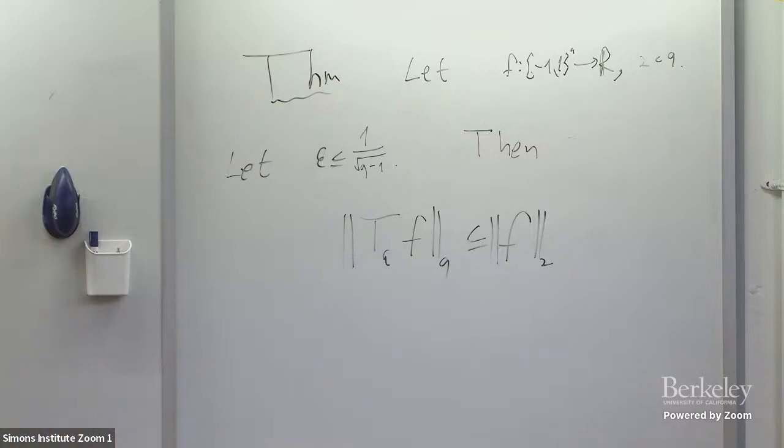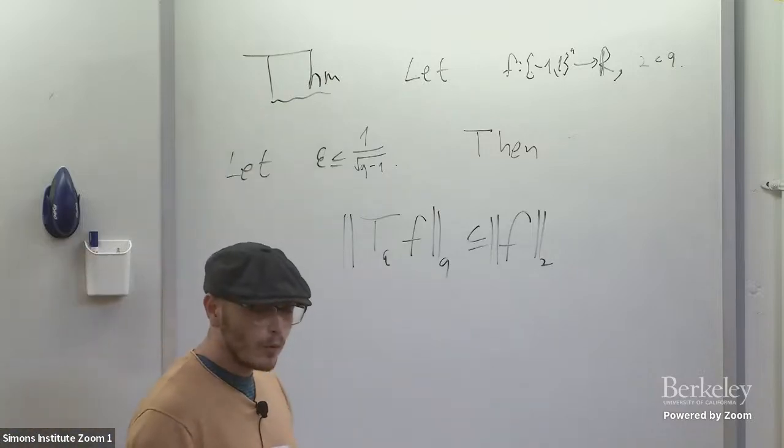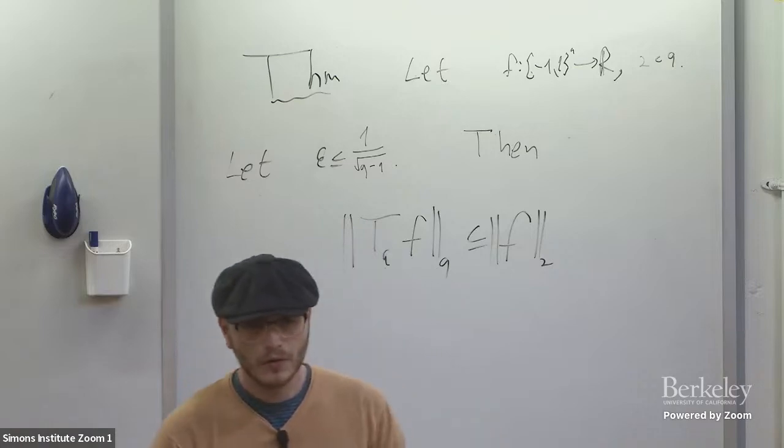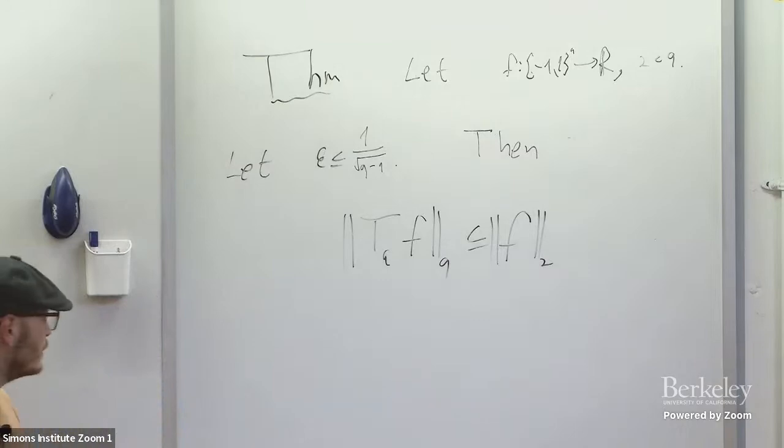This is a hypercontraction. Why is it a contraction? Every operator that corresponds to a random walk is a contraction. This follows from Jensen's inequality. I can prove that.